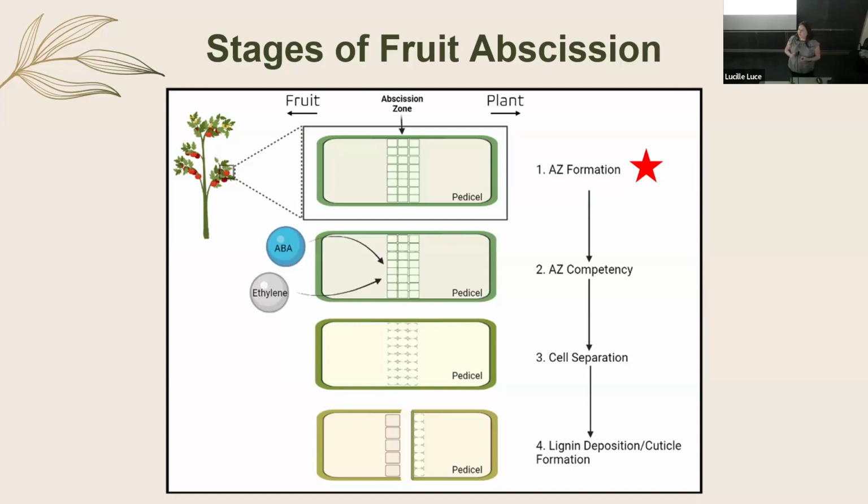These 4 steps include the formation of an abscission zone, which are small cytoplasmically dense cells. This is where the detachment occurs, and it forms on the pedicel that connects the fruit to the plant. These abscission zone cells then become competent to external signals that induce cell separation, and then senescence and detachment occurs. For my research, though, I am interested in understanding the genetics behind the abscission zone formation and how that occurs.